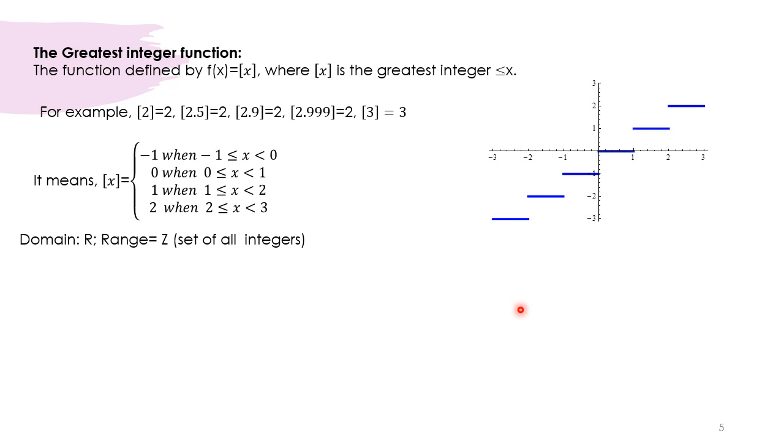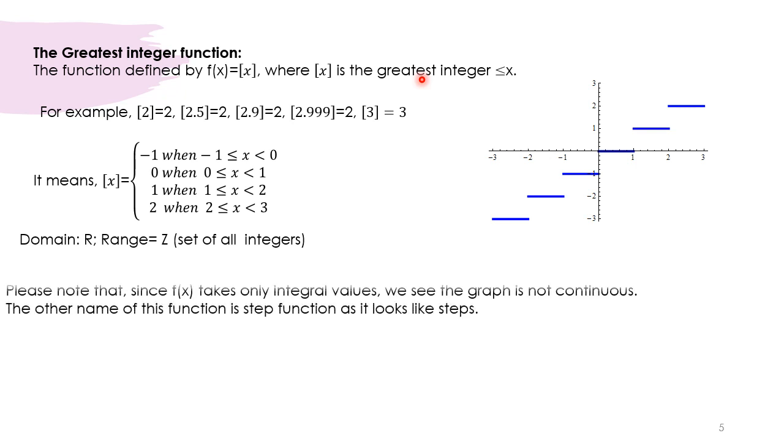And what will the domain be? The domain is the set of real numbers because we are taking any value of x. And whenever it comes to the range, the definition says everything. It is the greatest integer, right? So it means we consider only integral values. So please note that this f(x), because it takes only integral values, we see the graph is not continuous, means jumps in between, breaks in between. The other name of this function is called the step function because it looks like steps, a staircase.